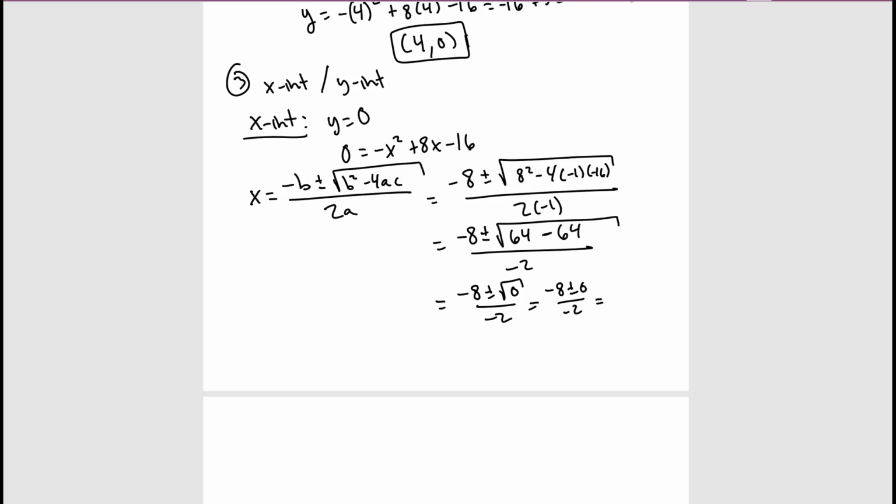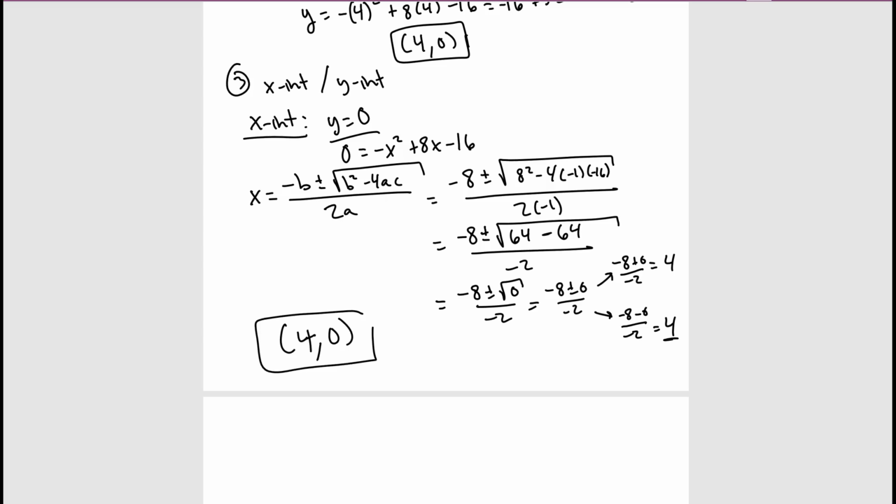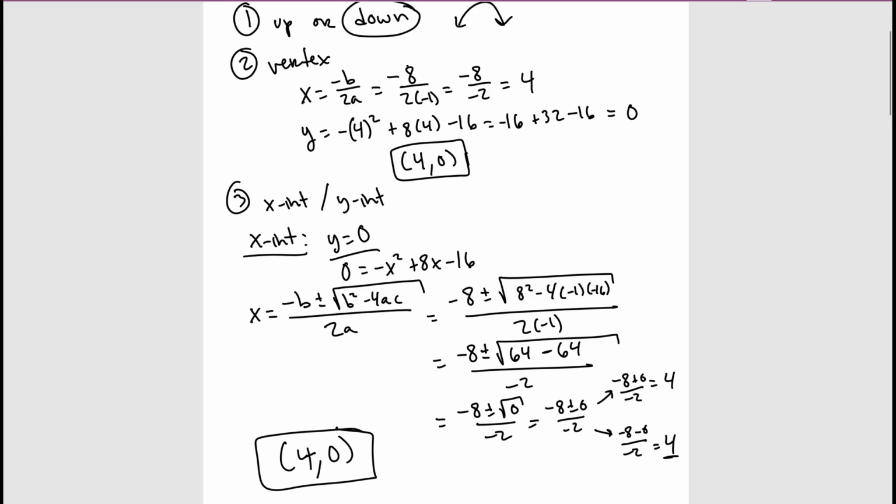Well, when I separate this, I'm actually going to get the same exact answer. Because when I get negative 8 plus 0 divided by negative 2, and then negative 8 minus 0 divided by negative 2, notice that I still get the answer of 4. So basically here we have a case where you only have one x-intercept. In this case, it's going to be x equals 4 when y was equal to 0. You must see a similarity with the vertex. The vertex is the same thing as the x-intercept.